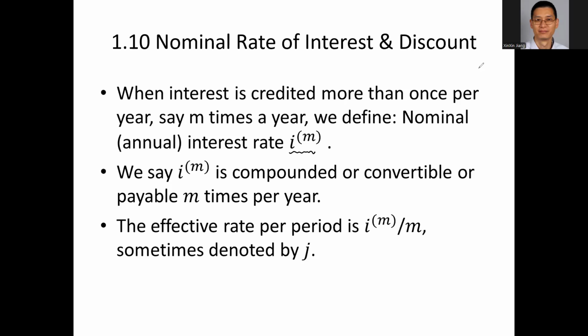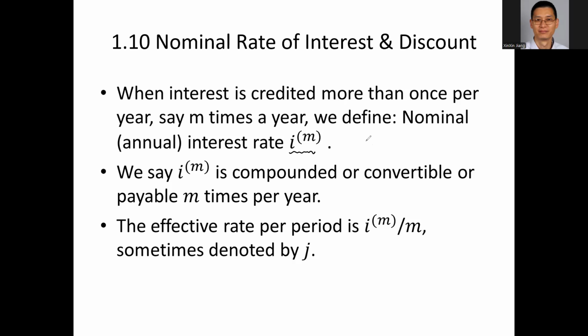Hello, I'm going to continue talking about the theory of interest. Today's topic is about nominal rate of interest and discount. The meaning of a nominal rate is actually in the name: the word nominal means "in the name of." It's not exactly the effective rate.